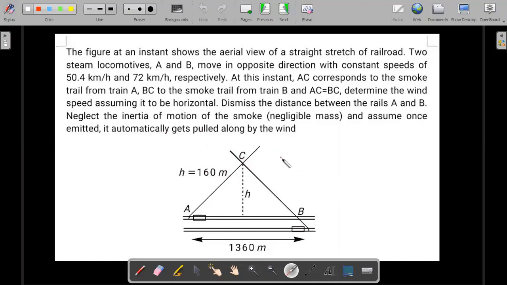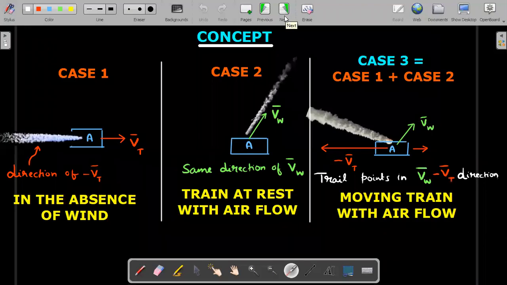Okay, so try to pause the video at this particular point of time and go ahead with the trial of the question and then follow the solution that I am going to present. Okay, so here's the solution that I would like to present.